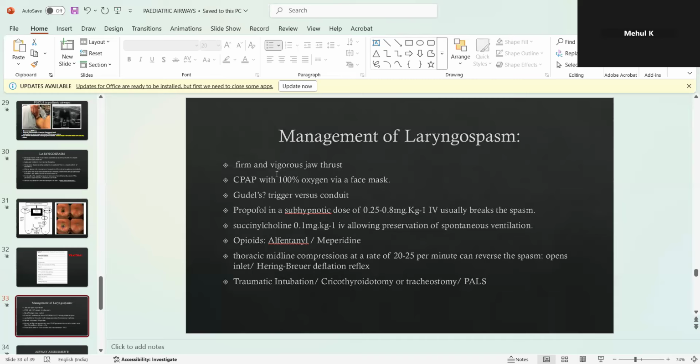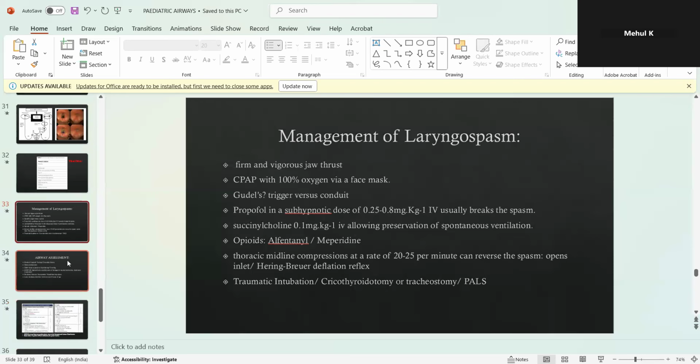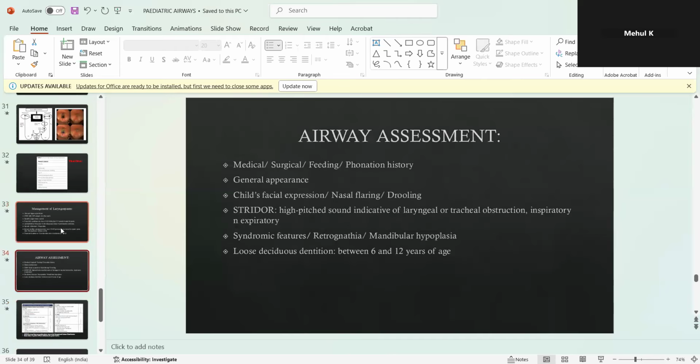So if yet the spasm is not relieved, you try to intubate, you couldn't intubate, you can always go for a cricothyrotomy or tracheostomy and have the PALS algorithm at the back of your mind, identify cardiac arrest and act quick.